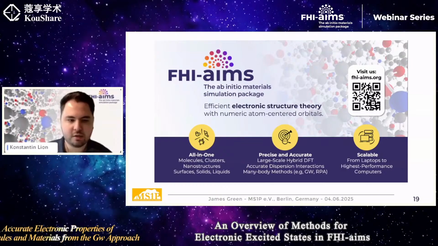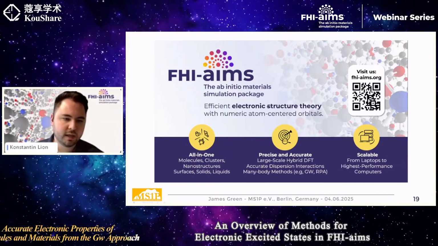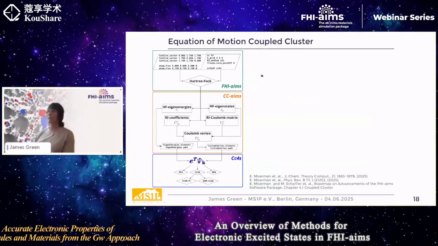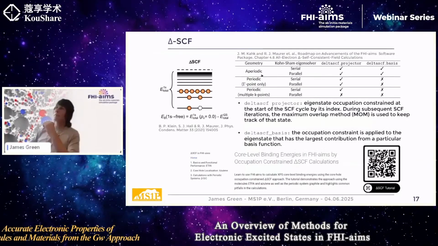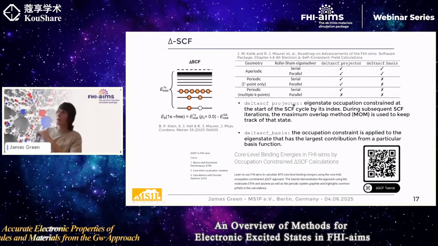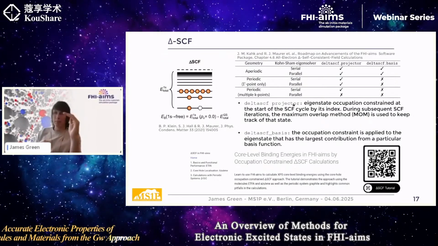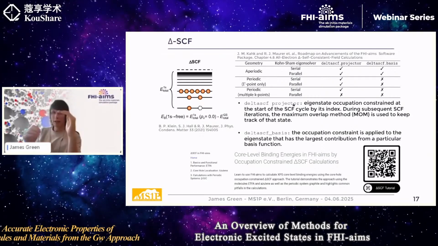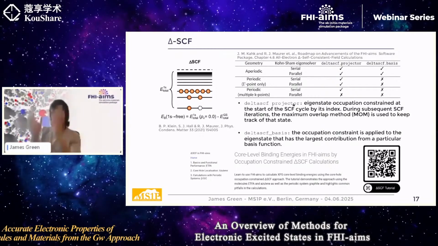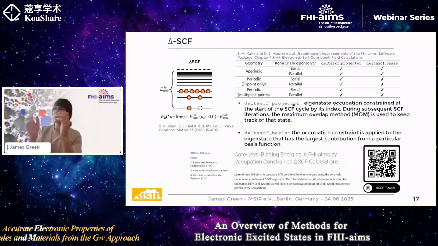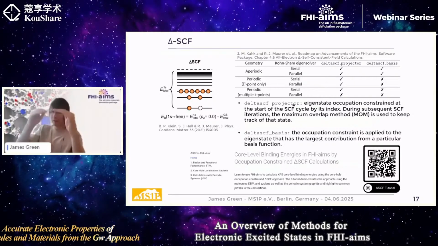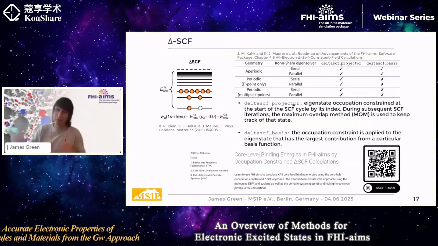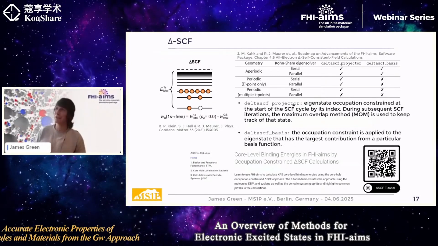There's a question in the chat. Can you clarify the difference between the two delta SCF options? Yes, so the delta SCF projector option applies just to a particular eigenstate. This eigenstate could have many different basis functions that contribute to it, and so the occupation will apply to this state composed of many different basis functions. So it will be useful for states that have some contribution from lots of basis functions.